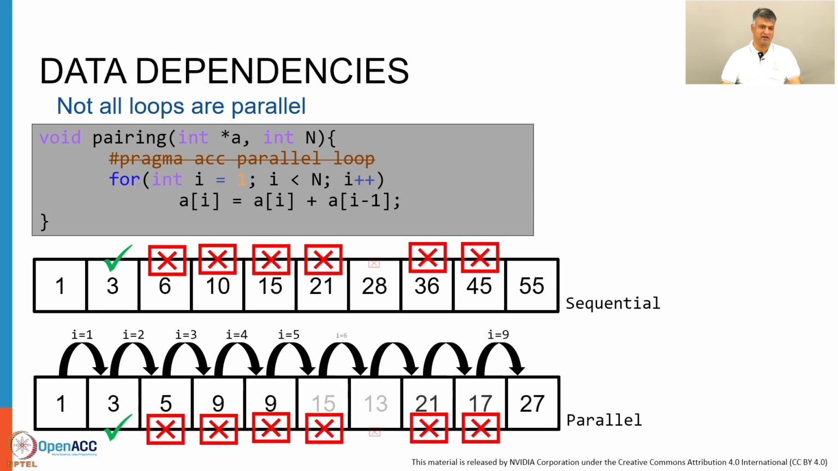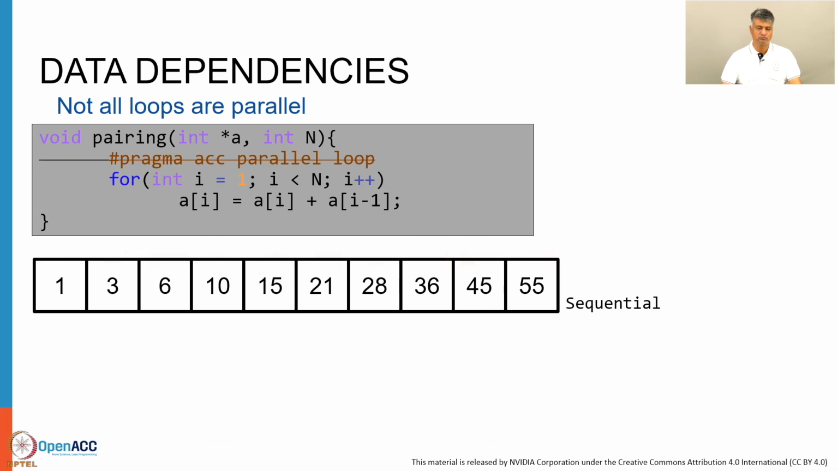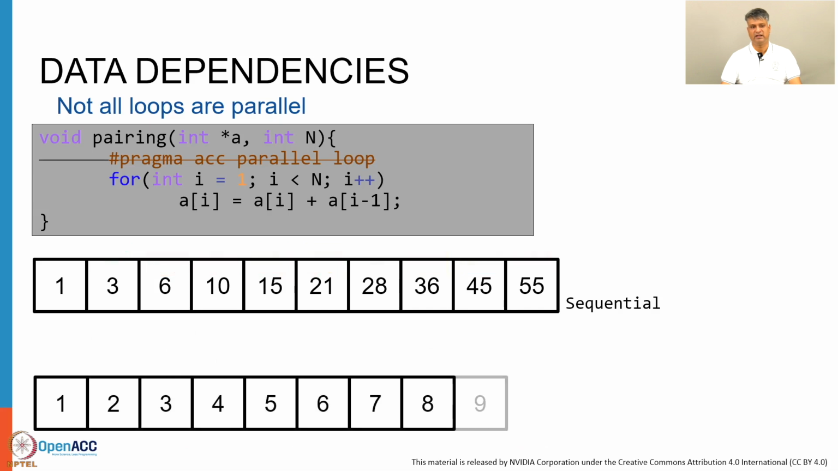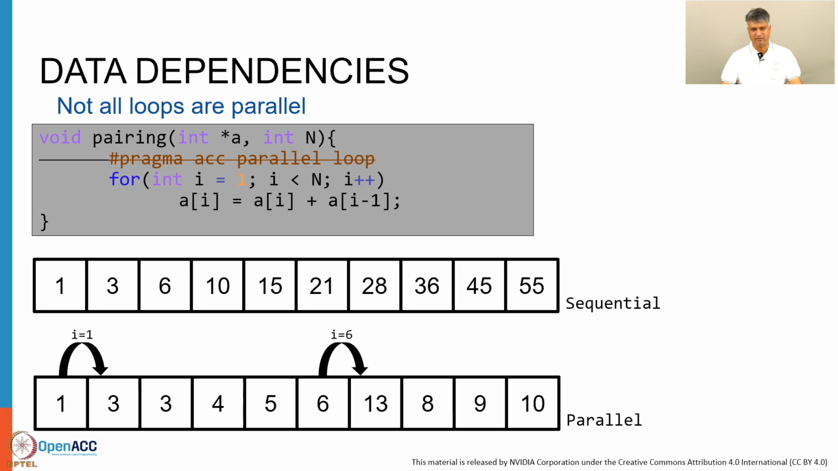Now, there's another way to parallelize this, where instead of picking just alternate indices, I could split the array into two and then do the computation. As in, I take the first half of the array for one processor and the other half of the array for the other processor. In that case, for the first iteration, one thread will do i equal to 1, the other thread will do i equal to 6. i equal to 1 is going to get it right, but i equal to 6 is going to get it wrong because you have not updated the sixth element.